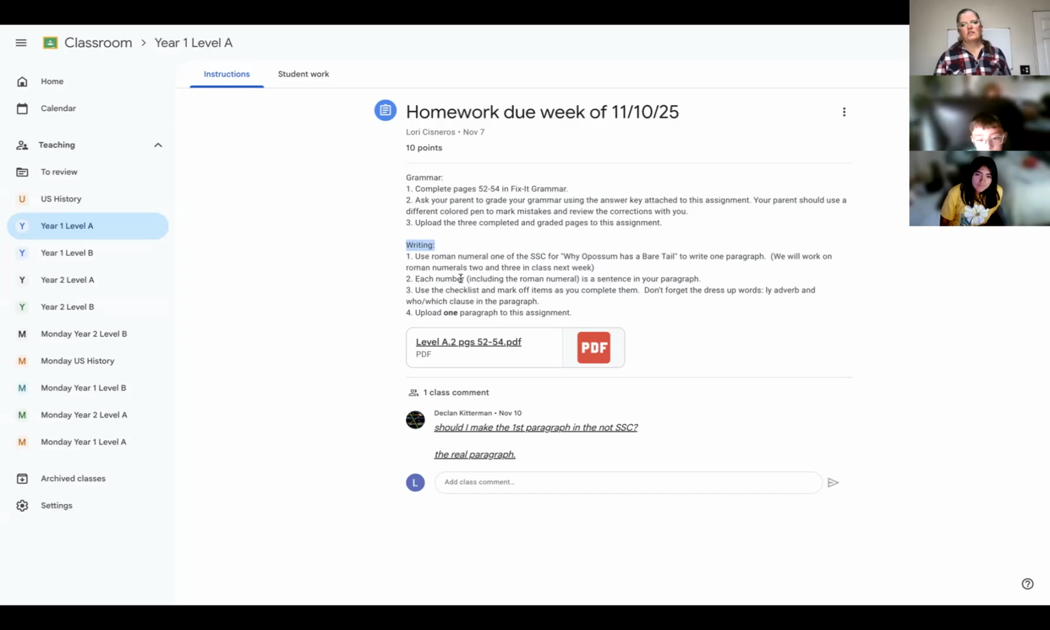Number 2, each number, including the Roman numeral, is a sentence in your paragraph. Number 3, use the checklist and mark off items as you complete them. Don't forget the dress-up words, ly adverb, and who, which clause in the paragraph. Number 4, upload one paragraph to this assignment. It's pretty clear. So make sure you find the instructions, okay? That'll help you. So you're going to have to probably fix yours, but we're going to talk about that in a minute here.